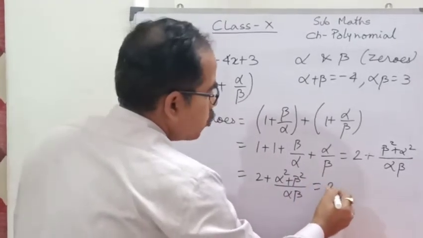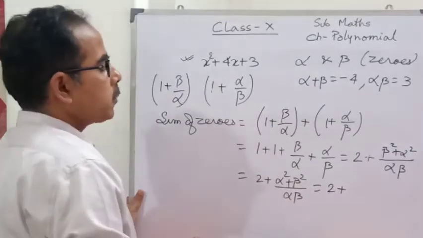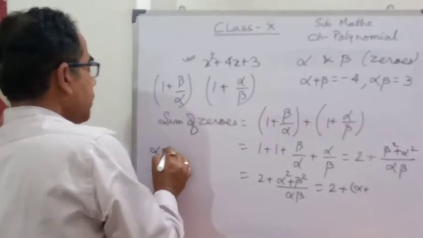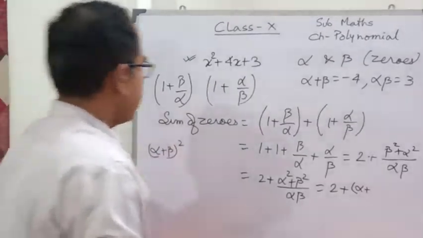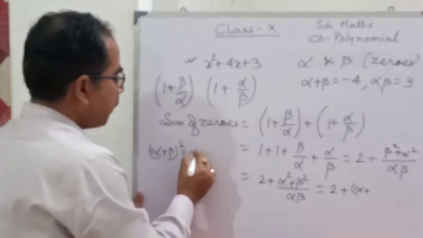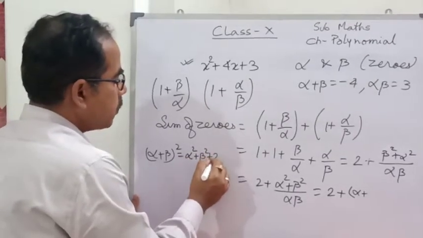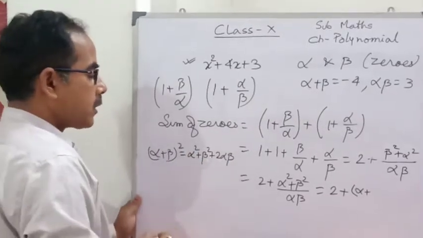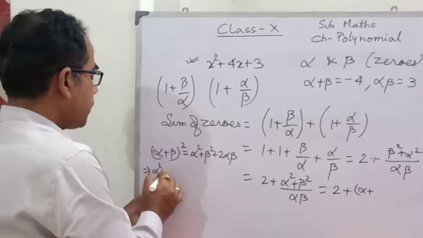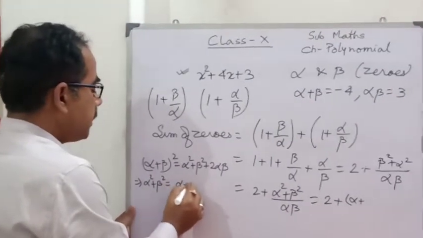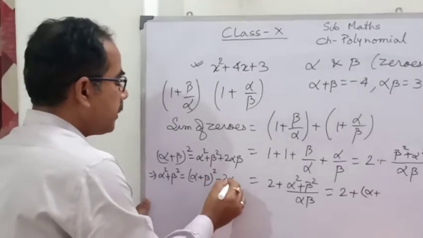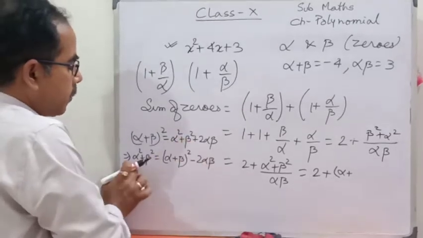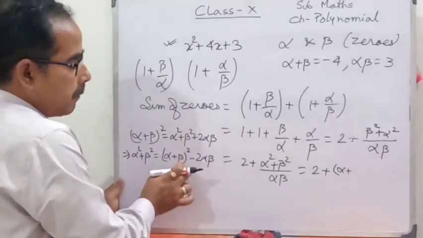Now the next part: alpha square plus beta square you don't know. But what we know is alpha plus beta whole square, look very carefully, alpha plus beta whole square means alpha square plus beta square plus 2 alpha beta. Yes students? So alpha square plus beta square means alpha plus beta whole square minus 2 alpha beta.